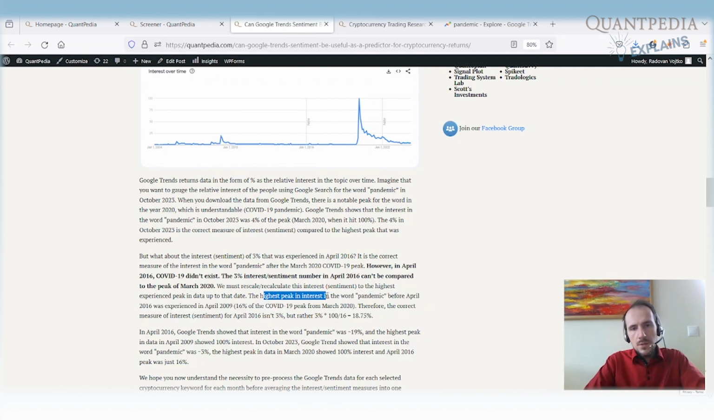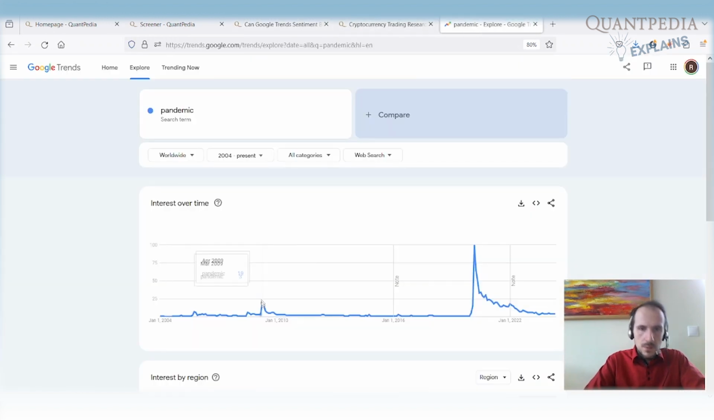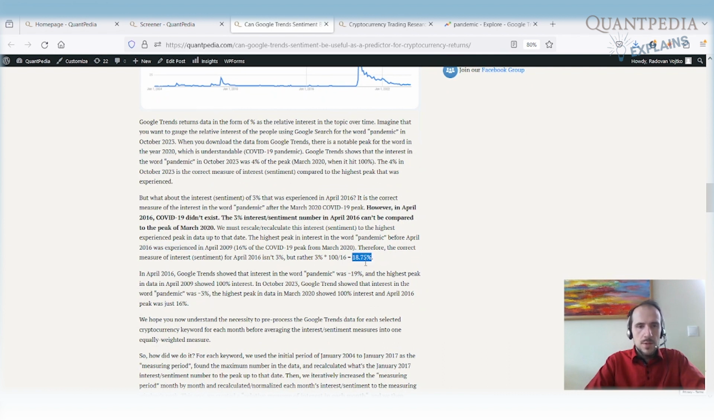The highest peak in the interest in the word pandemic before April 2016 was in April 2009. So it means in April 2009 it was the highest. It was 19%, and the 3% in April 2016 is not 3% from 100%, but 3 divided by 19. In reality, it's actually nearly 19%. So in April 2016, Google Trends showed that interest in the word pandemic was around 19%, not 3%, because the highest peak in the data was in April 2009, and the data from 2020 were not in the data because it was the future at the time.